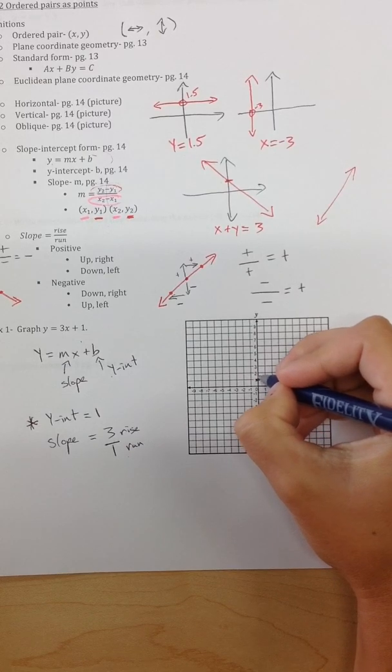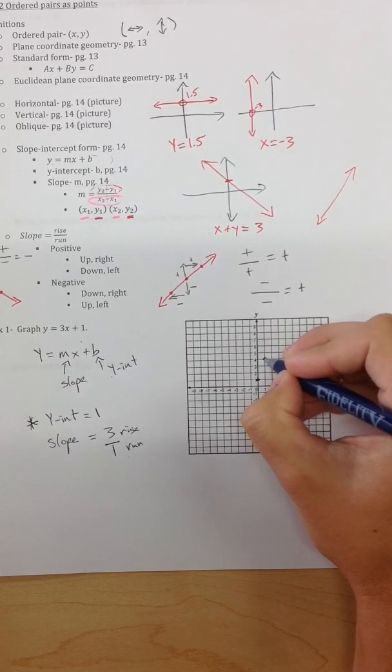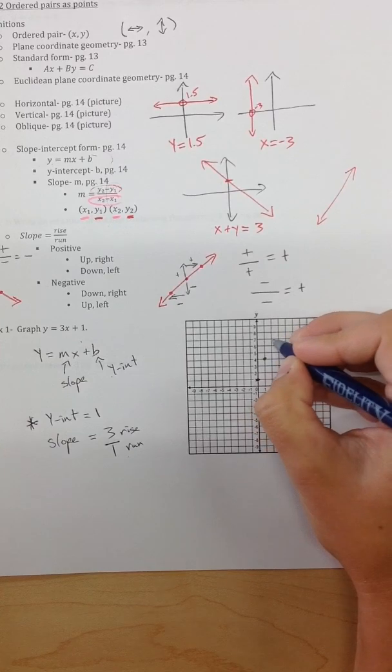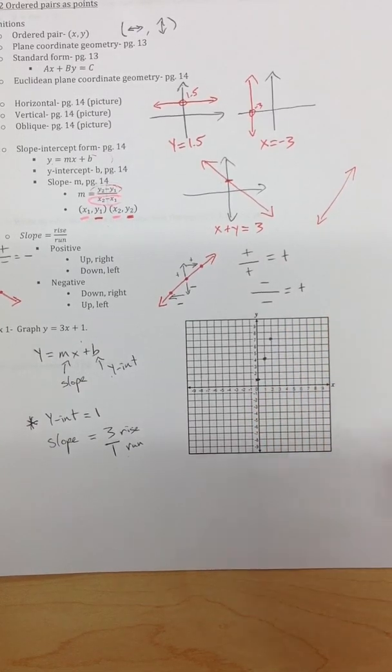So we're going to rise up 3, so 1, 2, 3, and then we're going to run 1 to the right. Okay, and then from that point we just made, we could do that again. So we rise up 3, 1, 2, 3, and then go over 1 to the right. Whenever you're graphing lines like this, you want to do at least 3 points, because 3 points makes a good line, and just to check yourself to make sure that you're doing it right.